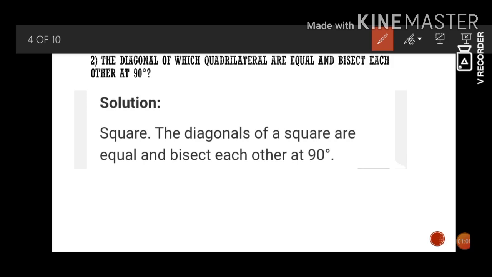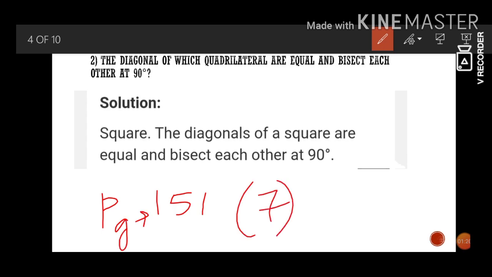Question number 2. The diagonals of which quadrilateral are equal and bisect each other at 90 degrees? So let us go to page number 151 of our NCERT book. There, point number 7 in the summary, we have: diagonals of a square bisect each other at right angle and are equal. So the diagonals of the square will be equal. They divide each other at 90. So our correct answer will be square.